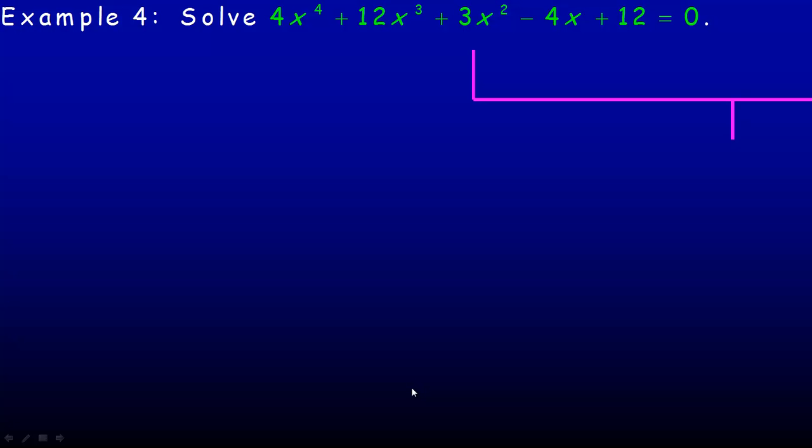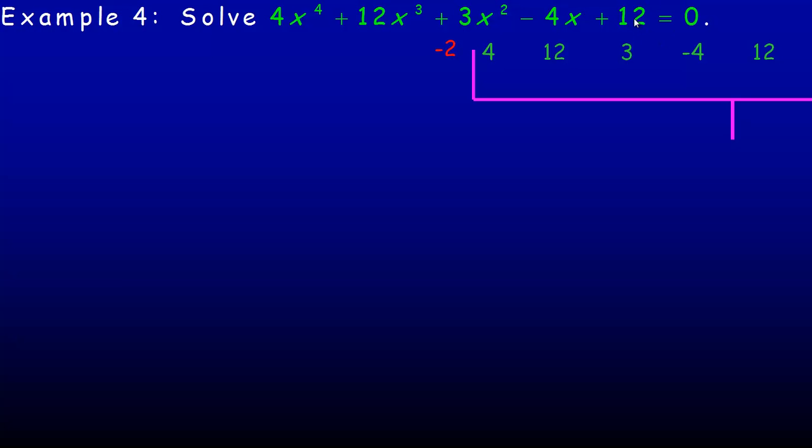On to example number 4. And here we're going to solve a quartic or a fourth order polynomial equation. And so again, I'm just going to do some synthetic division. And so I'll try, we'll put the 4, 12, 3, negative 4, 12 in here.